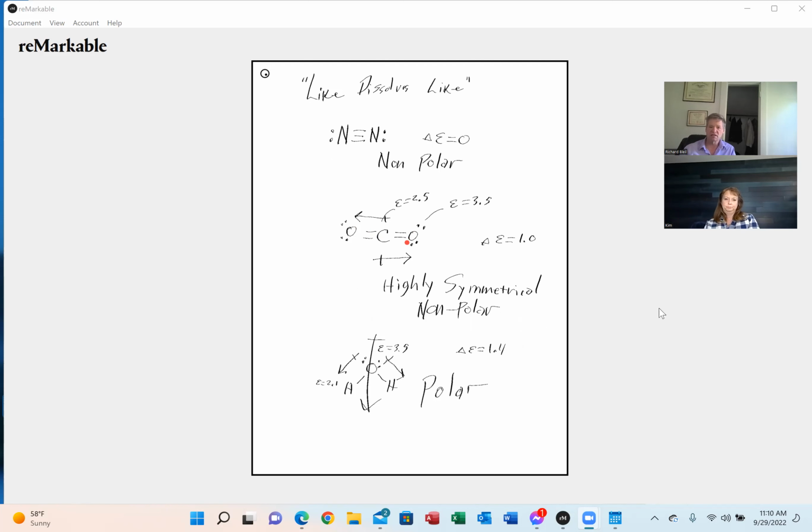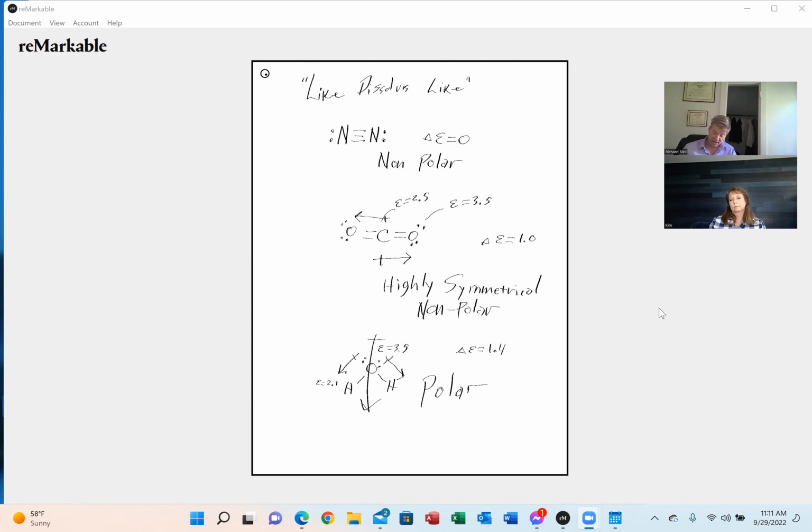So something like COS, carbon in the center, oxygen on one side, sulfur on the other, that's going to be polar. Because the sulfur bond, that dipole is not going to cancel exactly with the other. I'm not quite sure what it would be, but it's not going to cancel exactly.